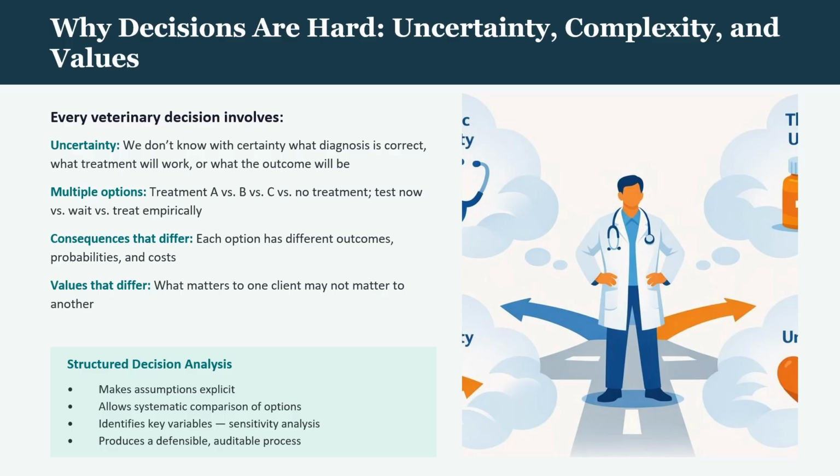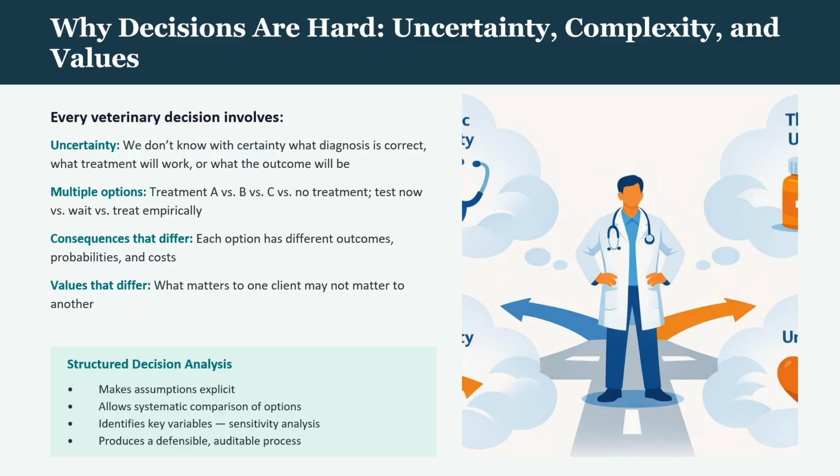Before we build the analytical tools, let's acknowledge why clinical and population health decision-making is genuinely hard, not because clinicians lack knowledge, but because the structure of the problem is inherently complex. Every decision involves at least four sources of uncertainty that operate simultaneously. Diagnostic uncertainty: we rarely know with certainty what disease we're dealing with. We have a probability distribution over a differential list shaped by our pretest probability and test results.